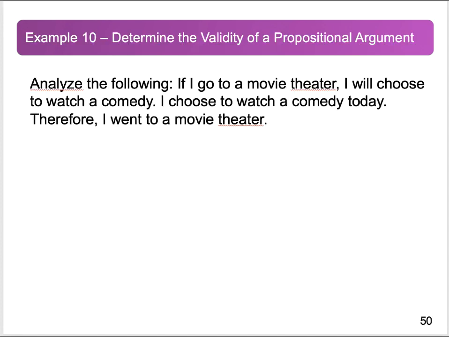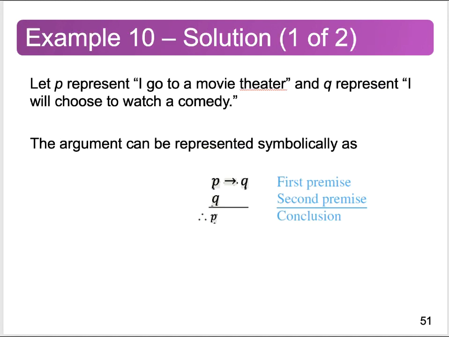Let's take a look at the example. If I go to the movie theater, I choose to watch a comedy. I chose to watch a comedy today. Therefore, I went to a movie theater. So symbolically, we can look at this argument as P implies Q, our first premise, but here our second premise is the Q statement. I watched a comedy. And our conclusion in this case is P, that I went to the movie theater today.